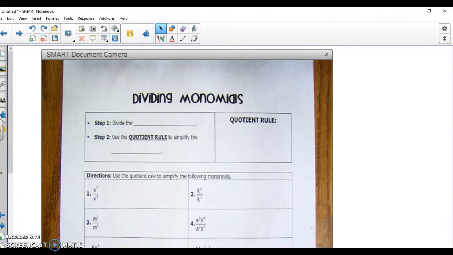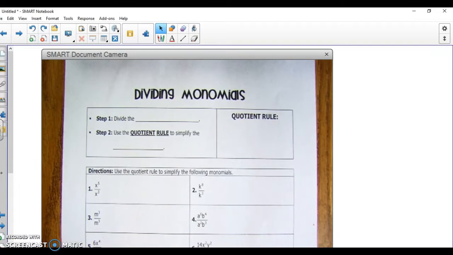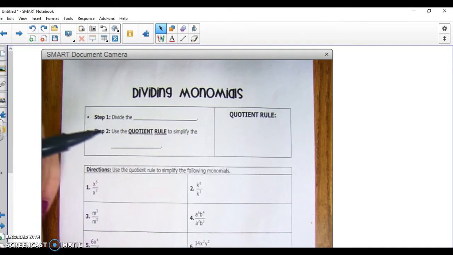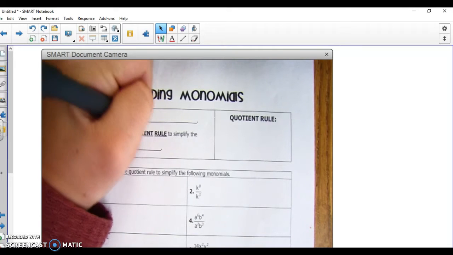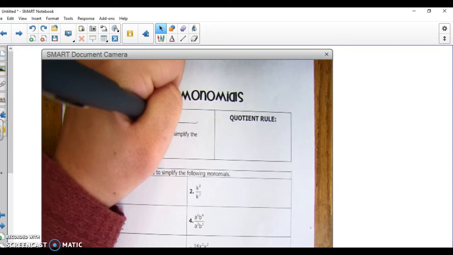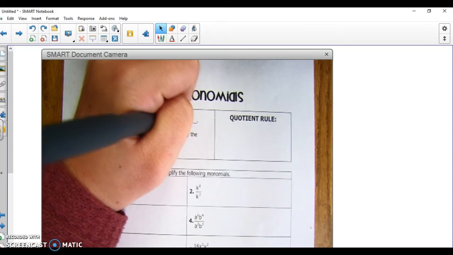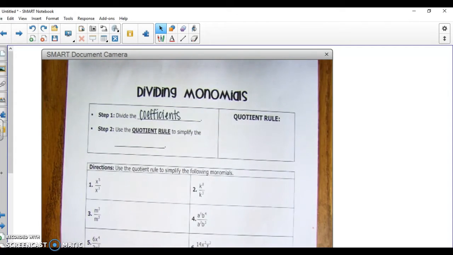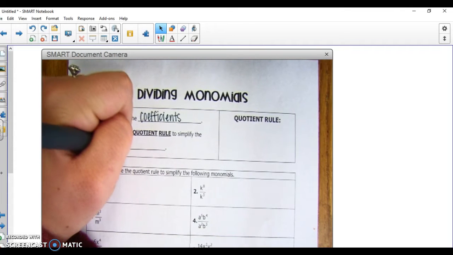So today we are going to be learning about dividing monomials, now that we have multiplied them using the product rule, and we have also multiplied them using the power rule. When we are dividing monomials, we are going to use the quotient rule. So our first step is that we need to divide coefficients. Then we're going to use the quotient rule to simplify our variables.